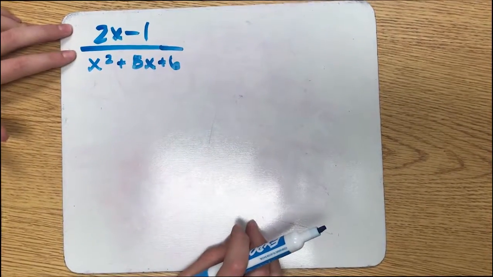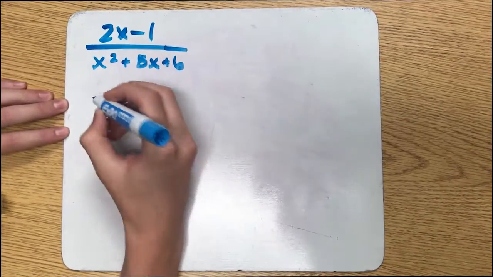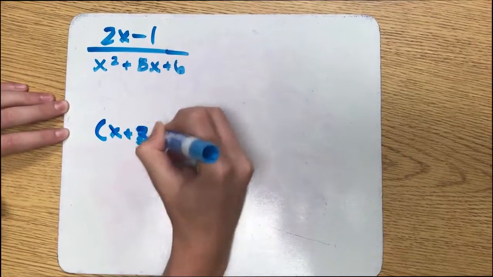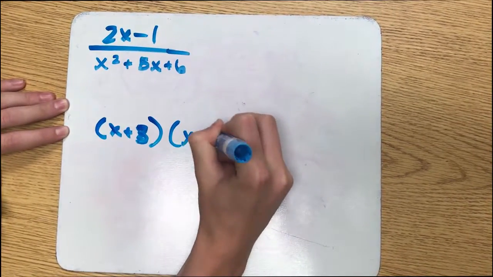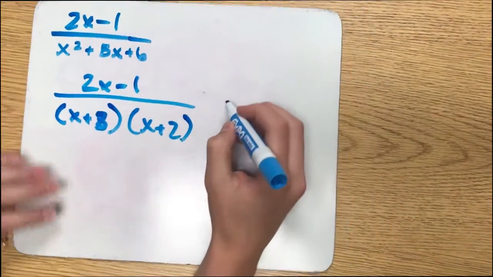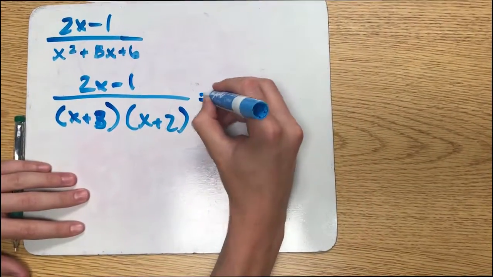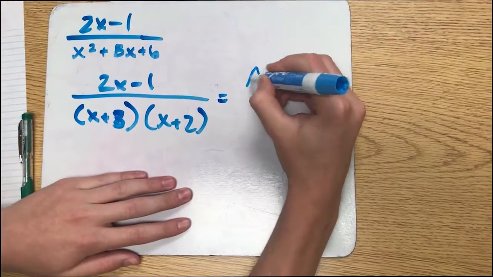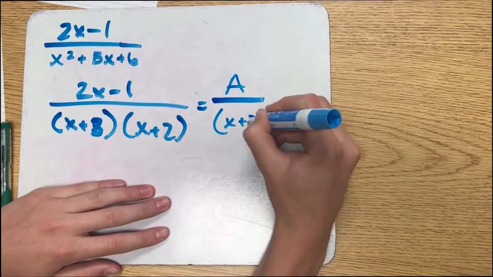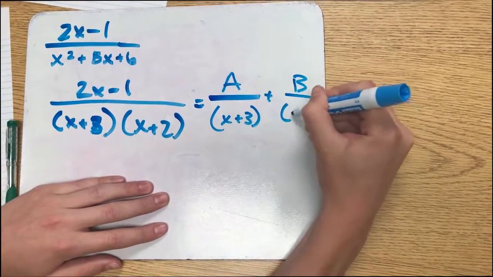Alright, so this is our equation right here. First we start by factoring the bottom, and x squared plus 5x plus 6 turns into x plus 3 and then x plus 2, and then we put that under 2x minus 1. Next, for partial fraction decomposition, we make two separate fractions where we put a on the top and the first factor on the bottom, plus b on the top and the second factor on the bottom.